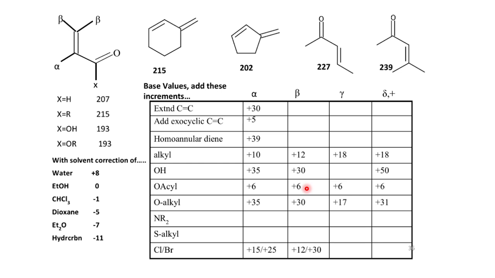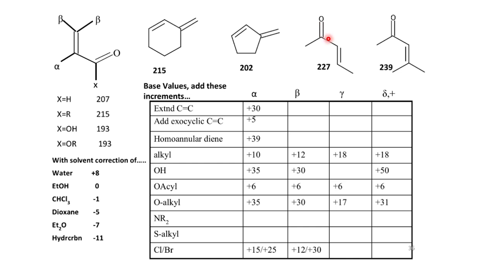Here is an interesting one: if I change the functional group, how will it impact the peak position? For example, these are all pi to pi star base values. Base value means the peak position. Now if you see, this is a cyclohexane ring with one double bond, and this is conjugated. So this is 215. If it is a 5-member ring, this is 202.